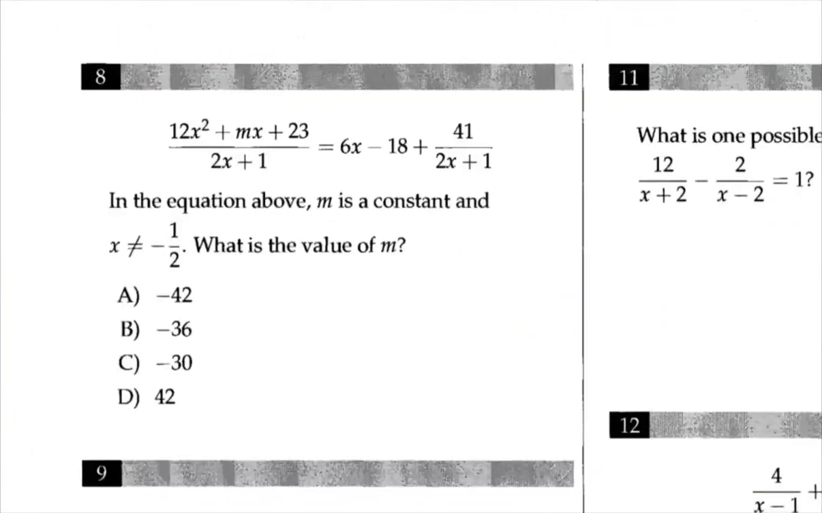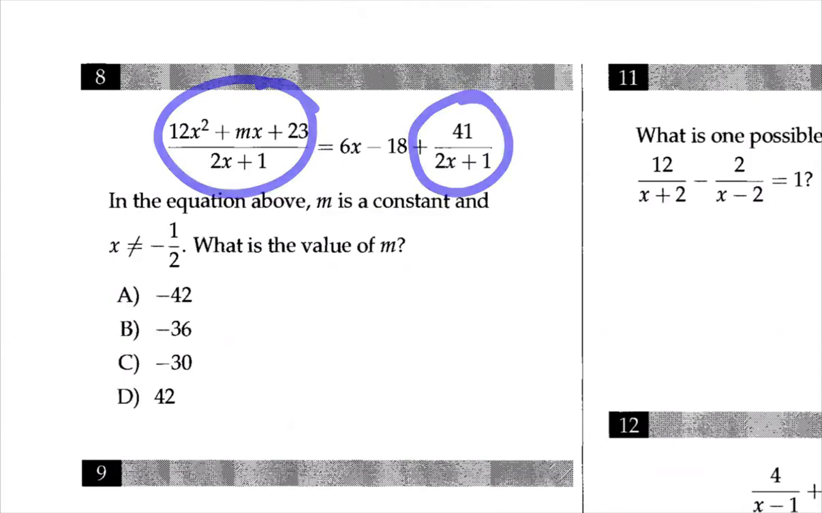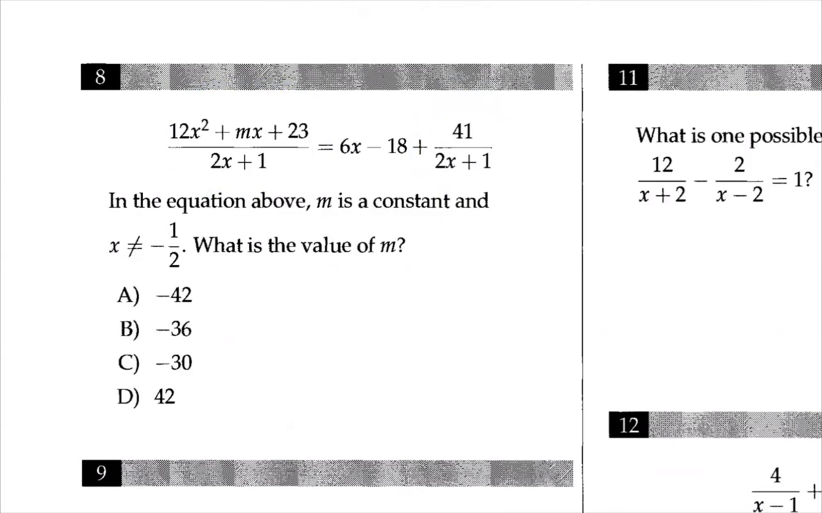Question number 8. If this equation equals this equation, and m is a constant, and x does not equal negative 1 over 2, what is the value of m? Again, if you look at this equation, we have fractions. So let's cancel the denominator, and we are lucky because here we have only one denominator. So I'm going to multiply the whole equation by 2x plus 1.